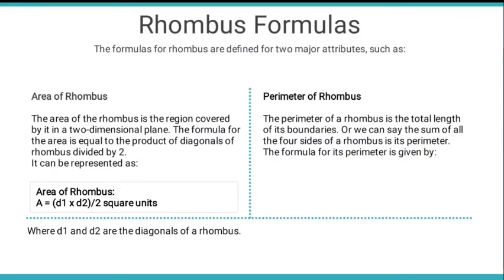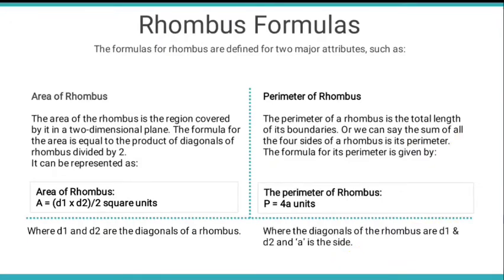And then the perimeter of a rhombus. The perimeter of a rhombus is the total length of its boundaries, or we can say the sum of all four sides of a rhombus is its perimeter. The formula for its perimeter is given by the perimeter of rhombus P equals 4a units, where the diagonals of the rhombus are d1 and d2, and a is the side.